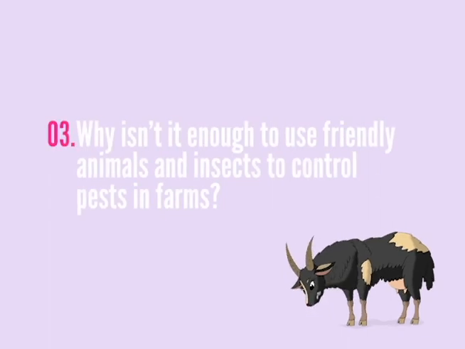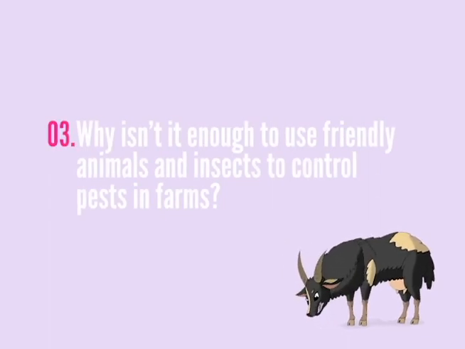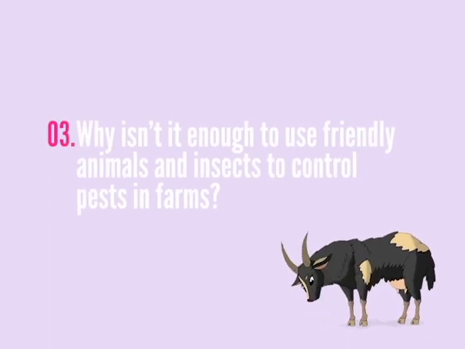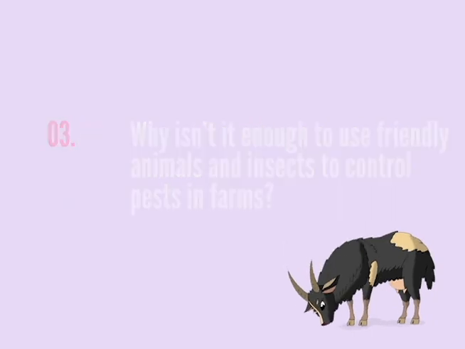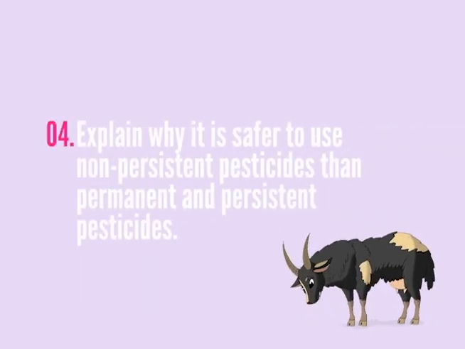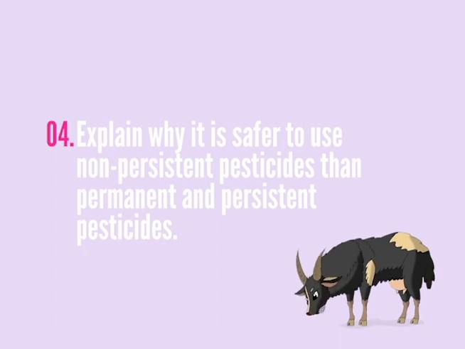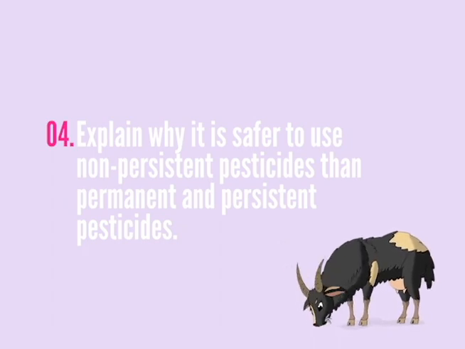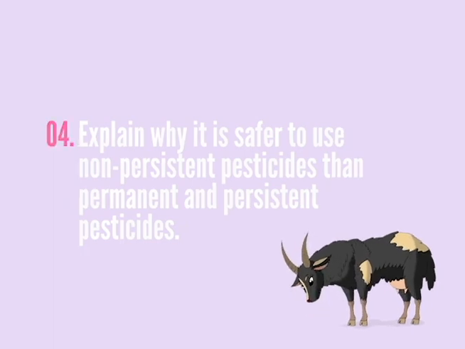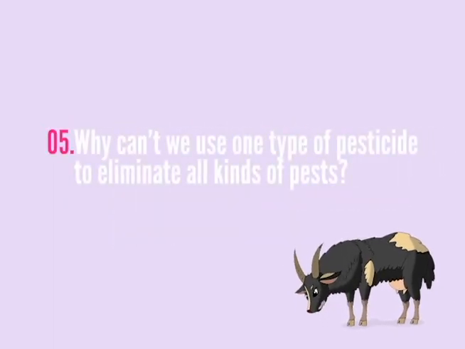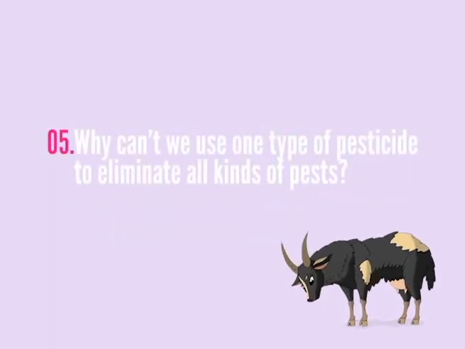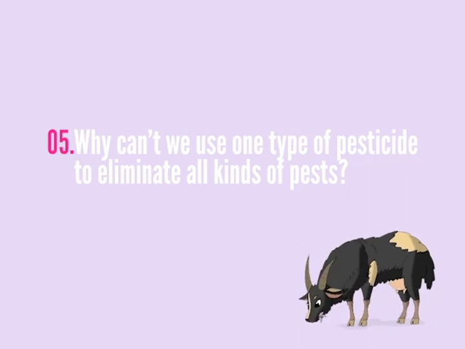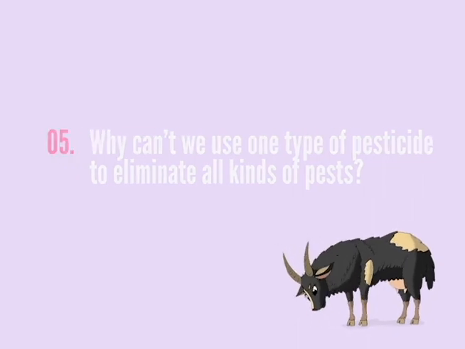Number 3. Why isn't it enough to use friendly animals and insects to control pests in farms? Number 4. Explain why it is safer to use non-persistent pesticides than permanent and persistent pesticides. Number 5. Why can't we use one type of pesticide to eliminate all kinds of pests?